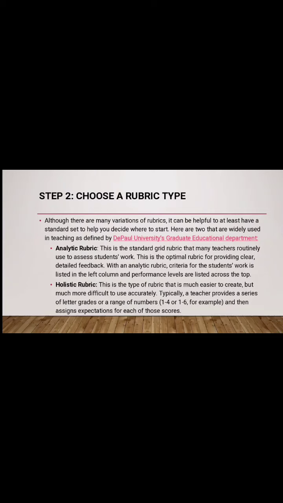With an analytic rubric, criteria for the student's work are listed in the left column and performance levels are listed across the top. Second, holistic rubric. This is the type of rubric that is much easier to create but much more difficult to use accurately. Typically, a teacher provides a series of letter grades or a range of numbers, 1 to 4 or 1 to 6 for example, and then assigns expectations for each of those scores.